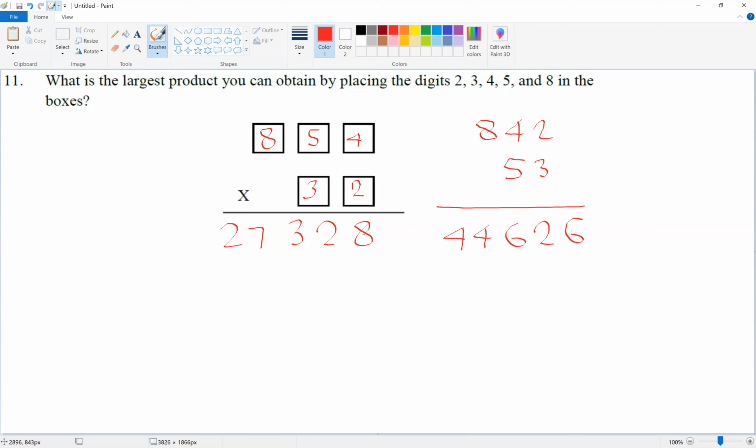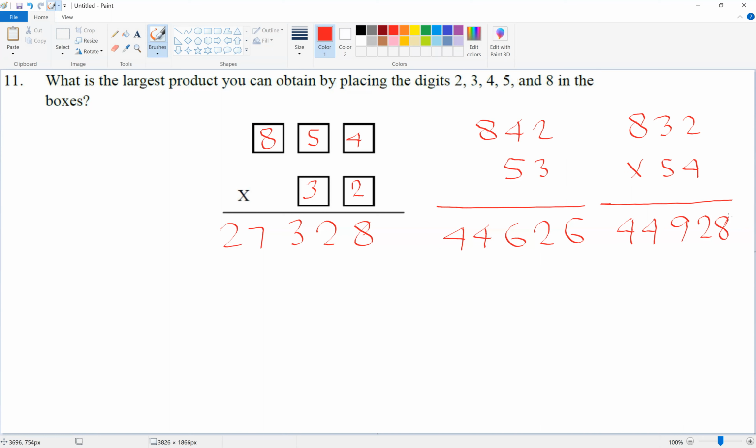I did. Go ahead. I did 832 multiplied by 54. What was the result? It was 44,928. Okay. Anybody got bigger than this?